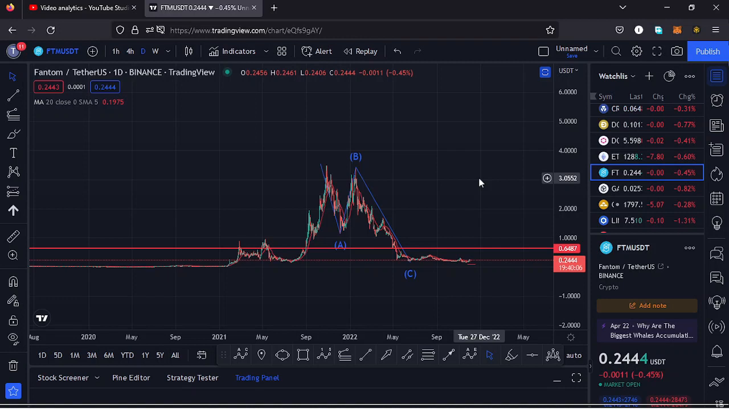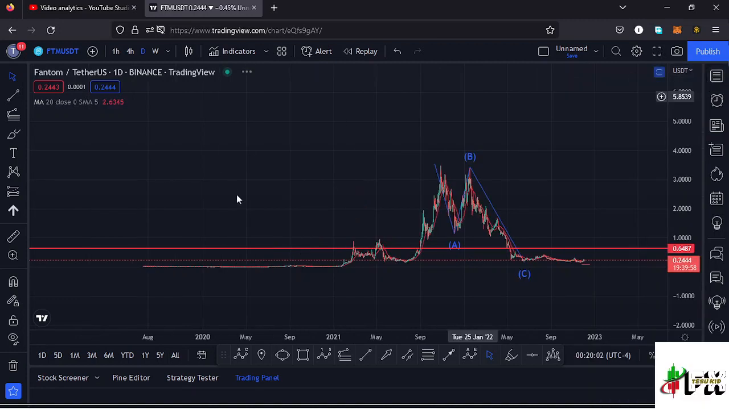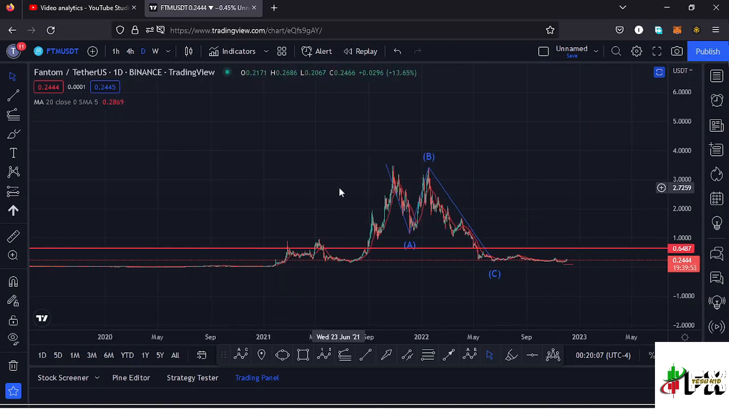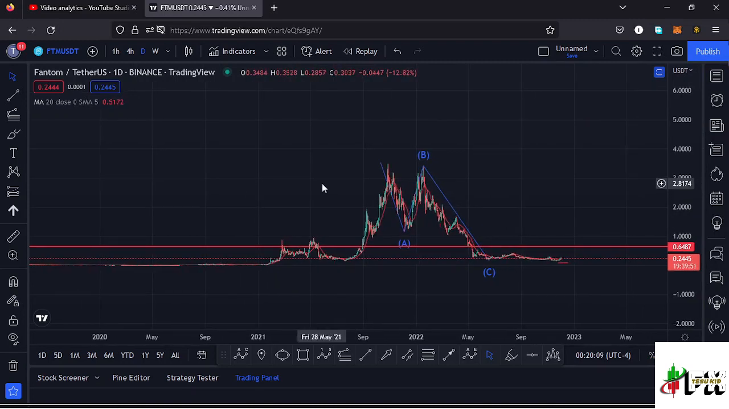Update on Fantom, whose current price stands at the $0.2443 mark, and here on TradingView the market is down by 0.49%. And in this video I want to give you the short-term and the long-term scenarios that I expect to play out, basing my analysis on the Elliott wave structures and the Fibonacci's.